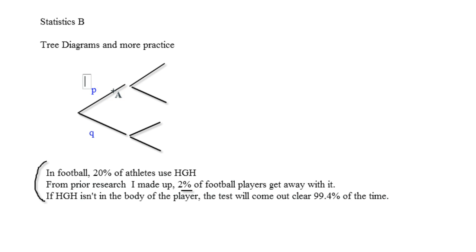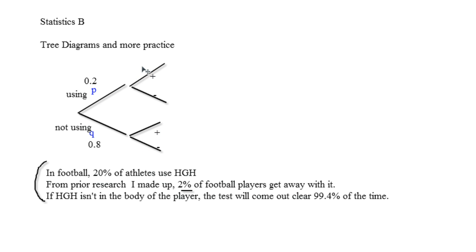So this one we should mark as 0.2. That's if they are using it. And that means that this is going to be 0.8. Now this one is going to be the tested portion. So this is using, and this one is not using. And let me move that a little bit so you can see it better. There we go. Now this one is going to be the test. So this is going to be the test positive route, and this one's going to be the test negative route.